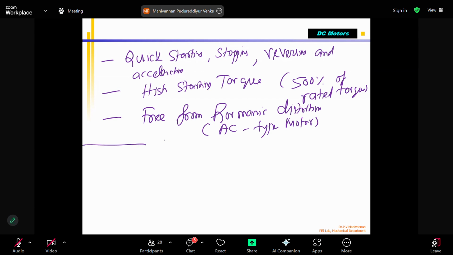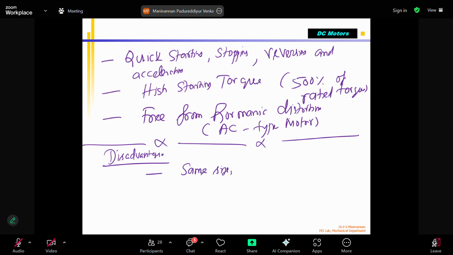Anyhow, in the world, everything is not completely good or completely bad. These are advantages, but definitely there will be some disadvantages. Anything will have at least a few disadvantages. The main problem is, generally, for the same size and torque, and I'm talking about physical size, torque and power, correct? The DC motors will be costlier, high cost, right? Same power, torque and physical size.